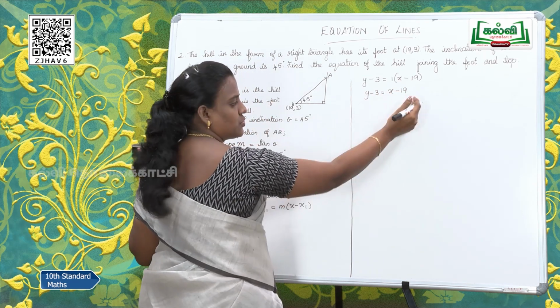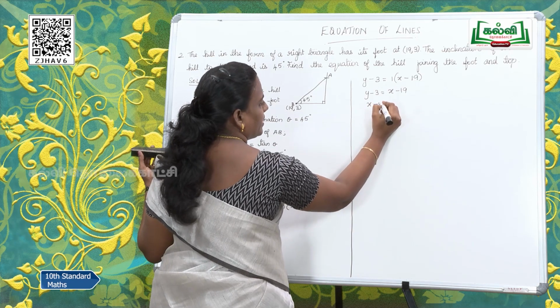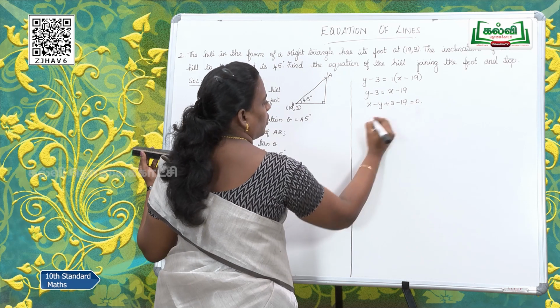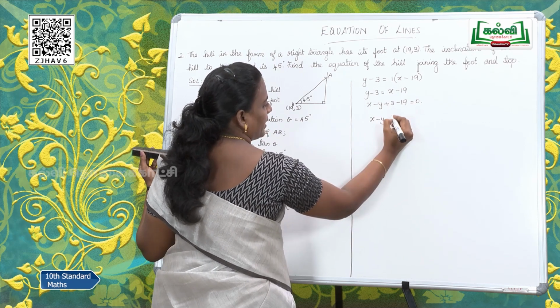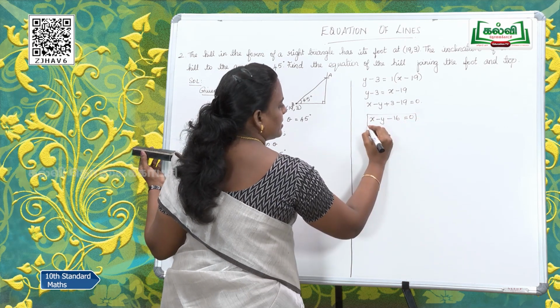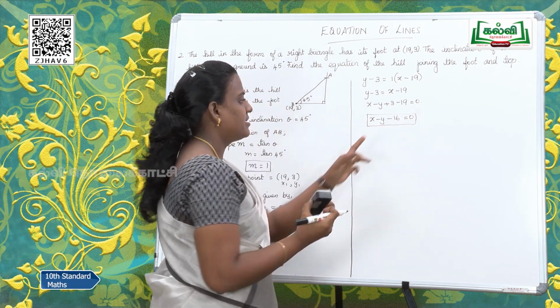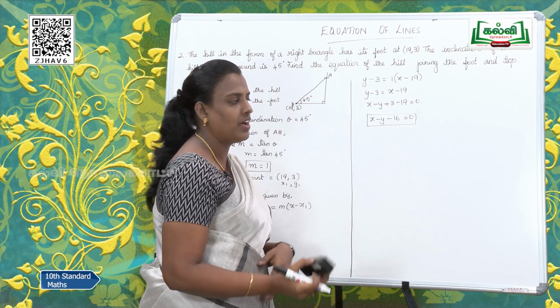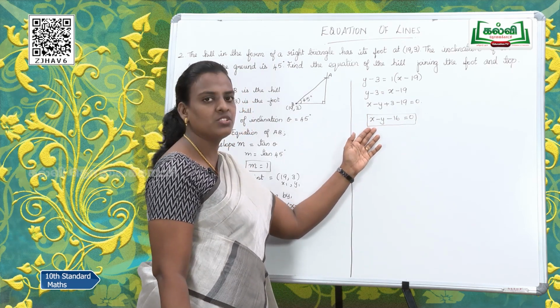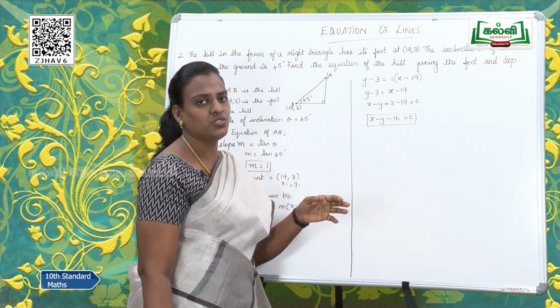Now take these terms to the right hand side. So x minus y plus 3 minus 19 is equal to 0. On simplification, x minus y minus 16 is equal to 0. Why minus 16 here? Because 19 is the greater number, it has got a negative value. So the equation of the hill is x minus y minus 16 is equal to 0.